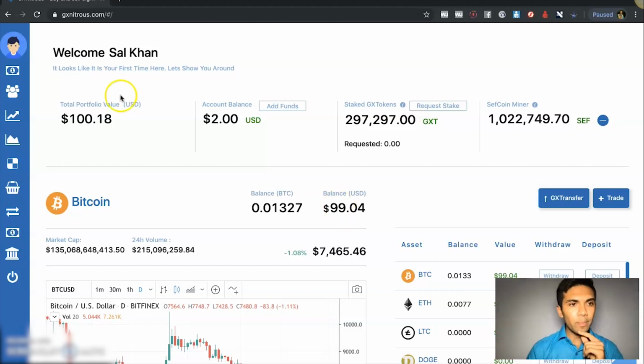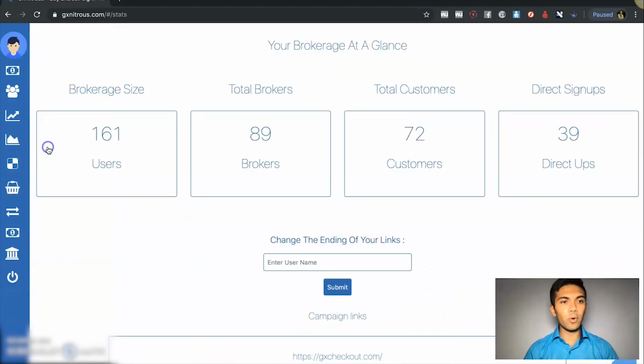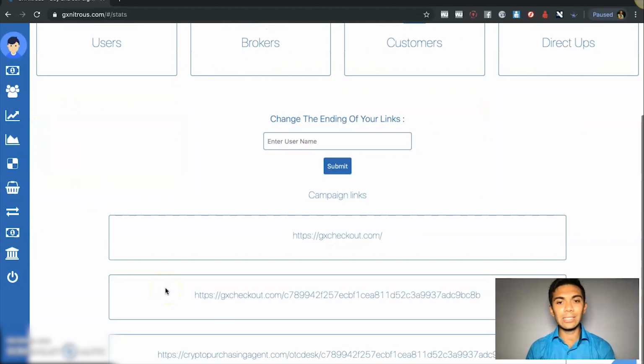So let's open up this tab right here, which again, free customers do not have unless and until they stake 1000 GX tokens. So if you click the word broker, it brings you to your brokerage at a glance, which as you can see in this case, it has 161 users, of which 89 are brokers, of which 72 are customers, and 39 are direct signups. And then you have your links here.